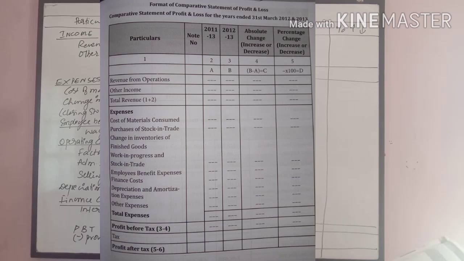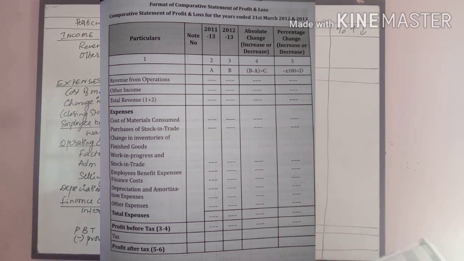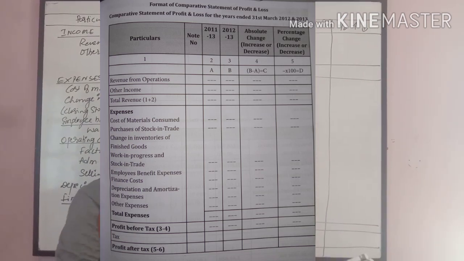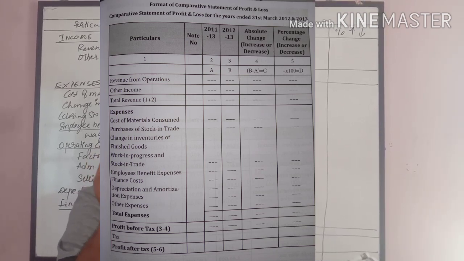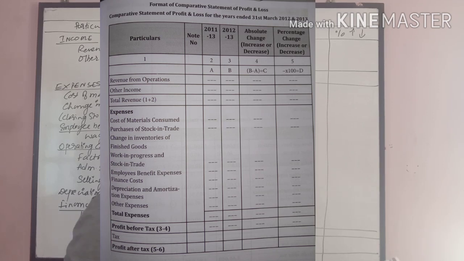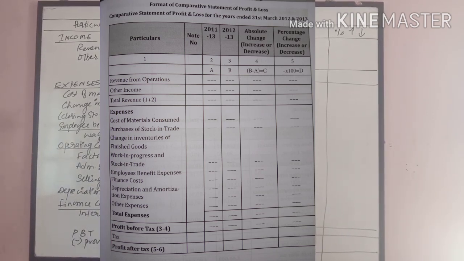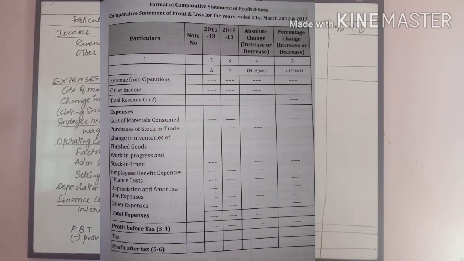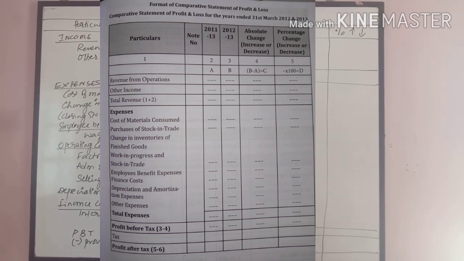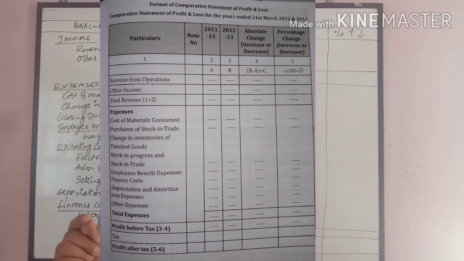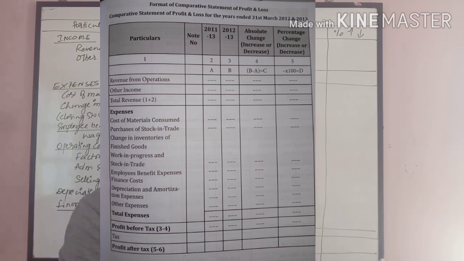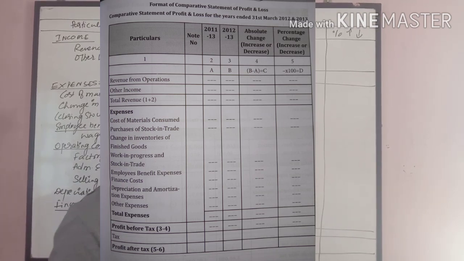Employee benefit expenses. In case of employee benefit expenses, anything which is paid to employees in the form of wages, salaries, bonus, etc. will be written here. Finance cost means the expenses incurred by the business in the form of interest on borrowed funds, on debentures, on secured loans, on unsecured loans, on any other loans. Any interest paid comes under finance cost.